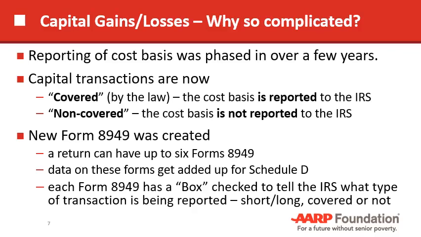Now, we almost always see the cost basis reported on the broker statement the taxpayer receives, even if it's not reported to the IRS. So as part of this new law, they created a Form 8949 for each of the individual types of transactions. So you could potentially have up to 6 of them, and there are boxes on the 8949, and I'll talk about those.